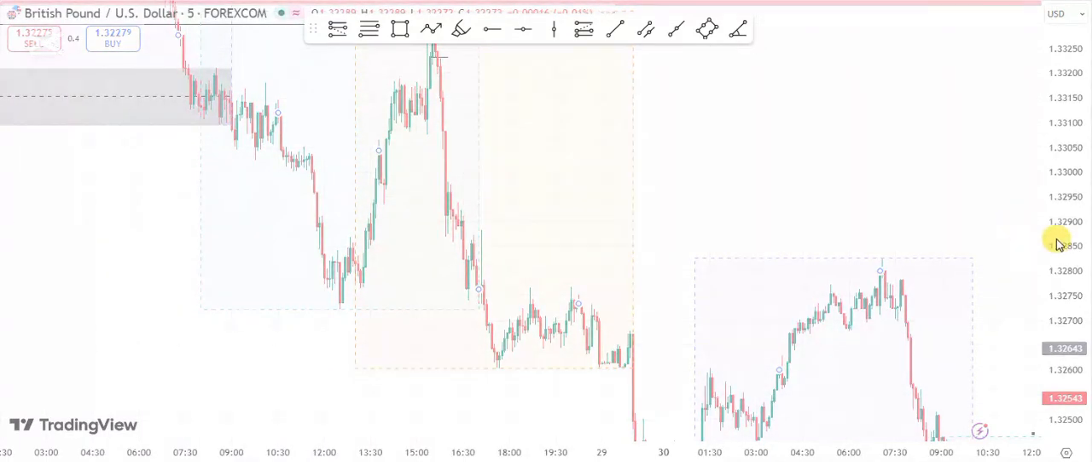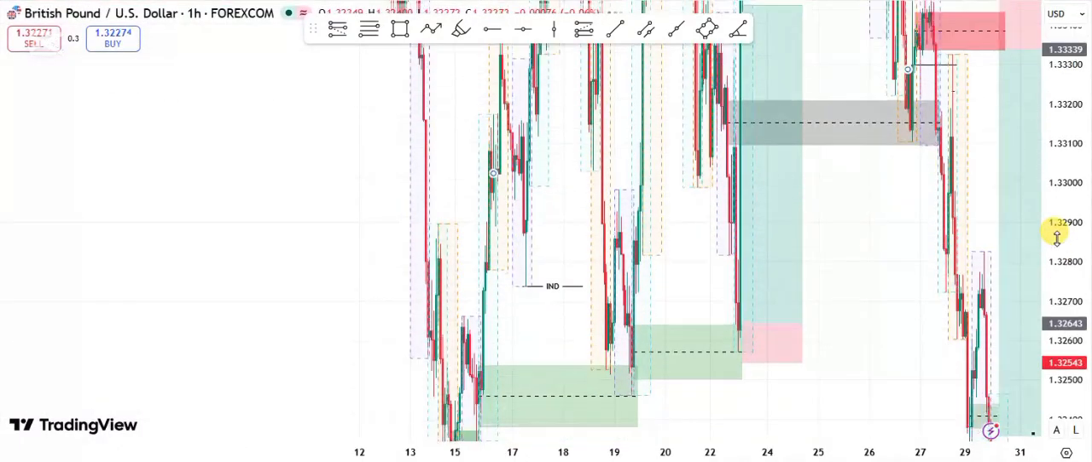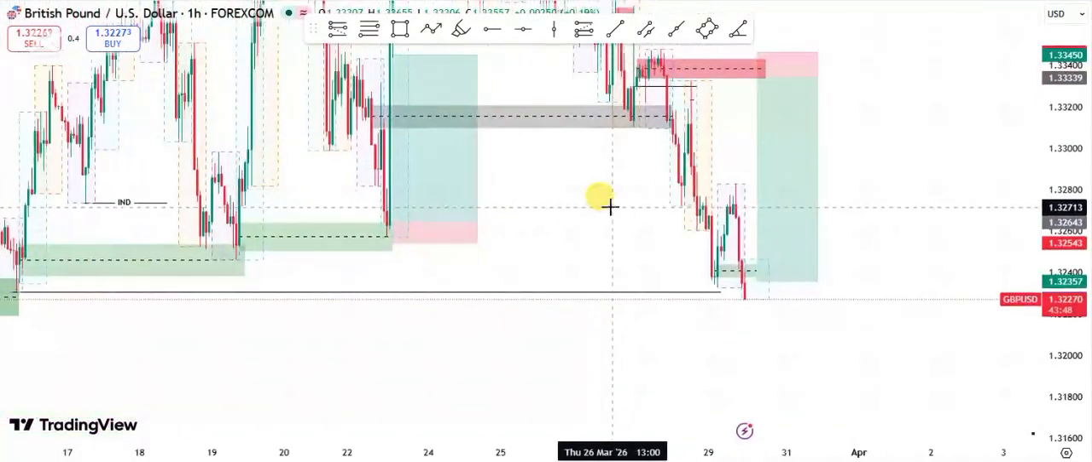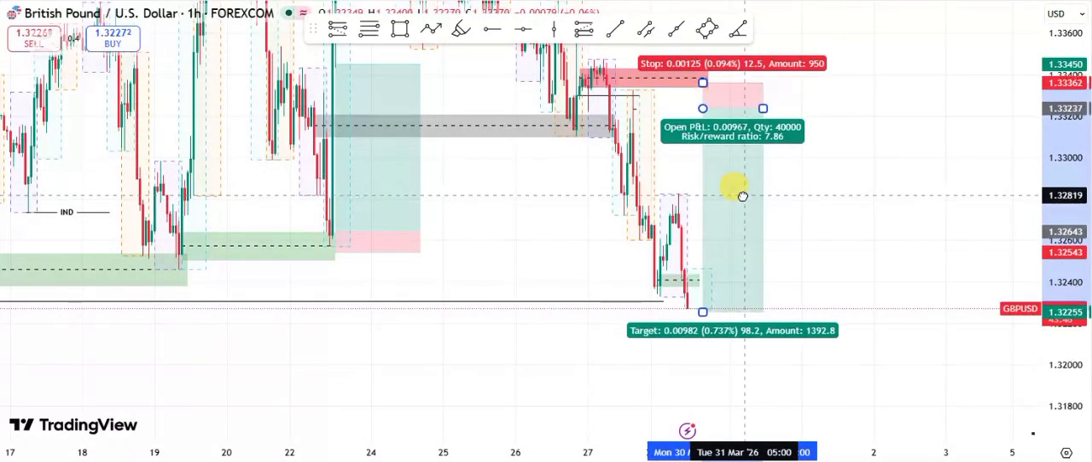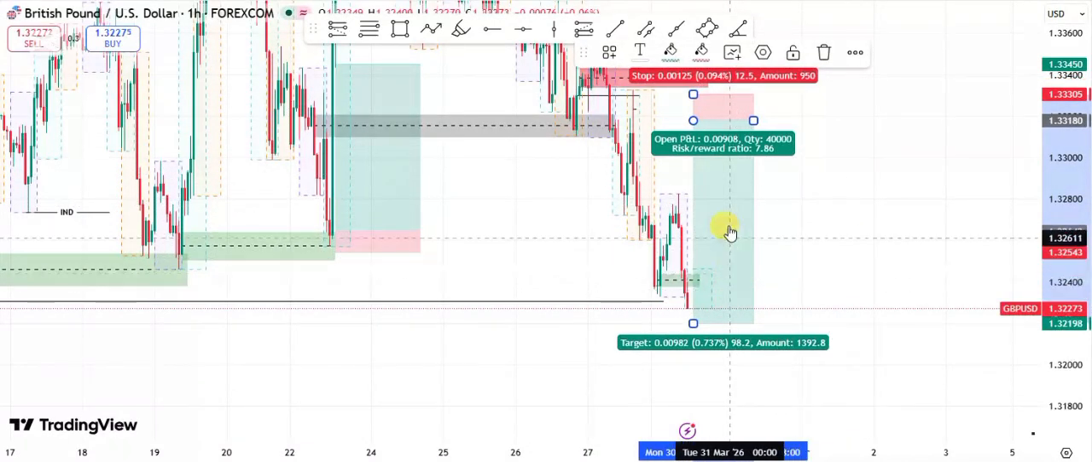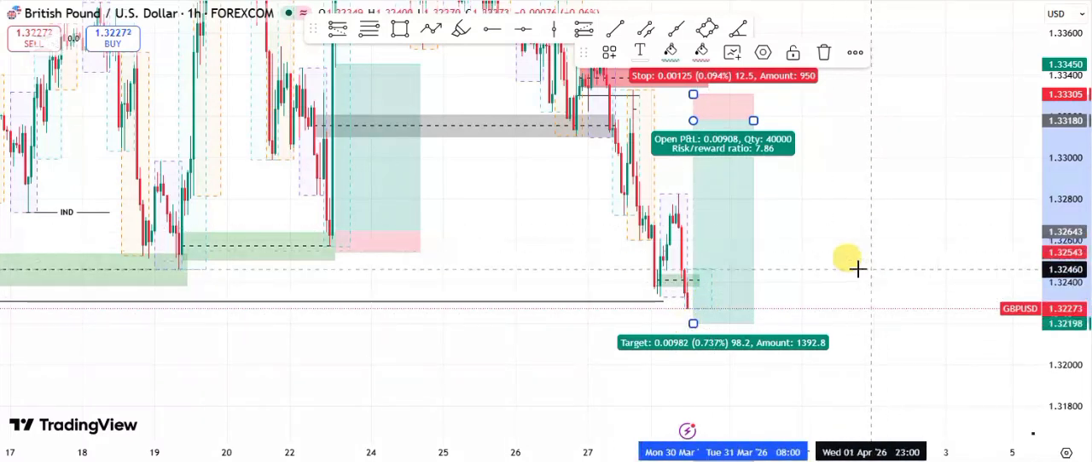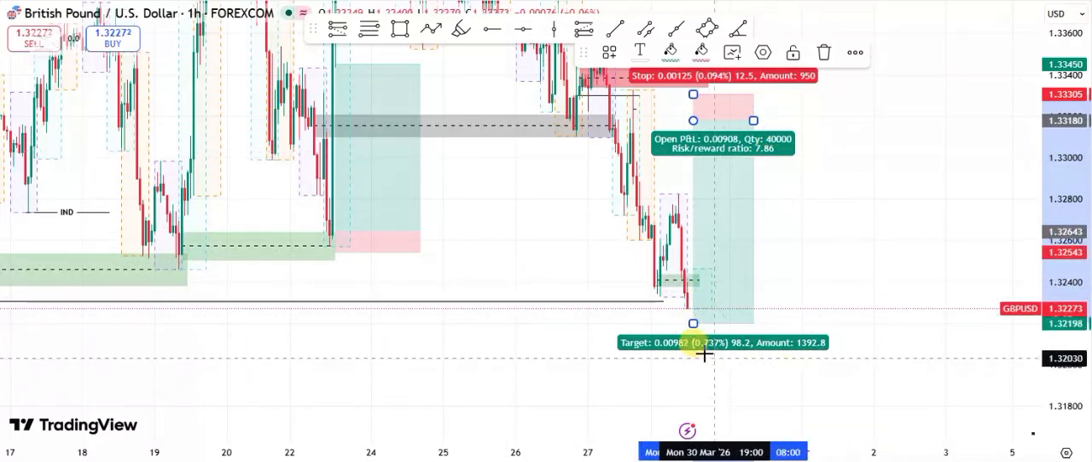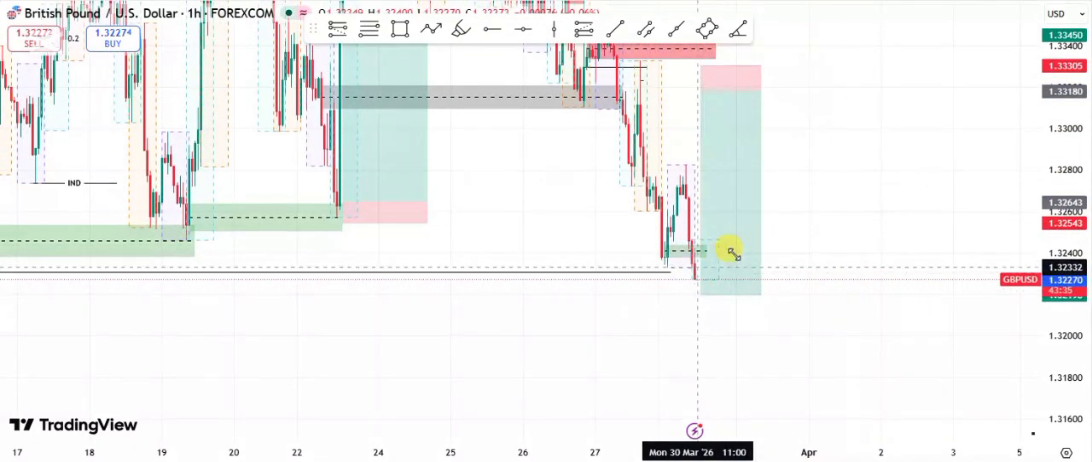So I'm currently on the sell right now. I think that's somewhere around there. Yes, I'm on the sell right now. This is the 1:9. Yeah. Sorry, 1:7, 98 pips. So I'm on the sell right now.